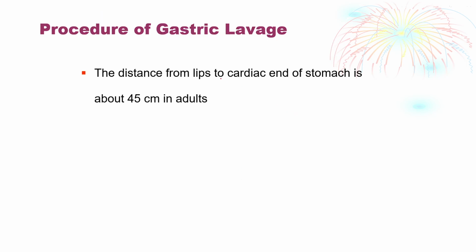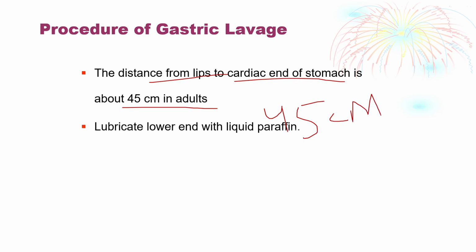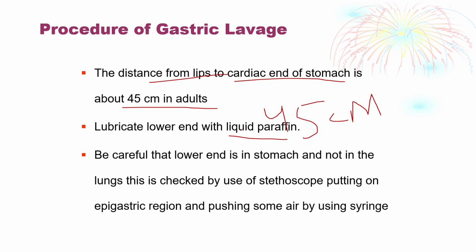One must know the distance of the cardiac end of the stomach from the incisors or lips is 45 centimeters. So within the 45 centimeters, you must consider the position of the gastric tube. First, we need to lubricate the lower end with paraffin. That's very important to anesthetize. Be careful that the lower end is in the stomach and not in the lungs.